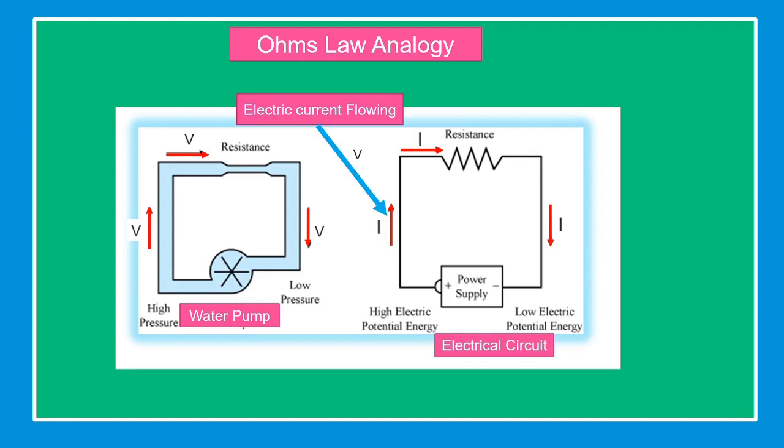The pressure generated by a pump drives the water through the pipes. That pressure is like a voltage generated by a battery, which drives the current through the circuit. The valve or knob slows the water flow, creating pressure difference from one end to the other end. In the same way, resistance in the circuit restricts the flow of current.